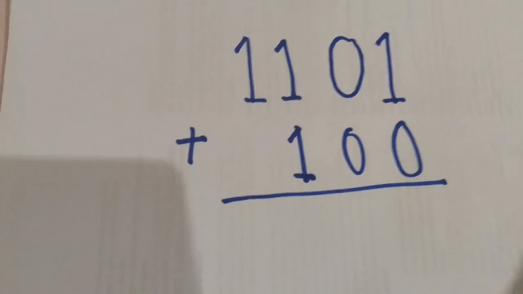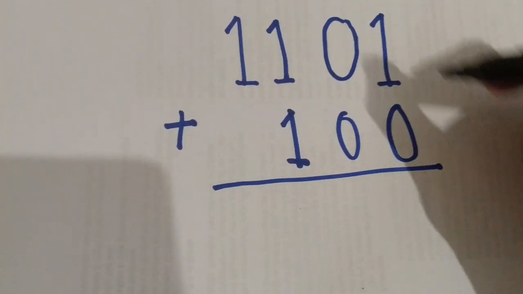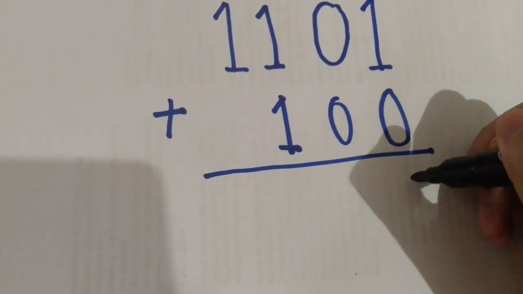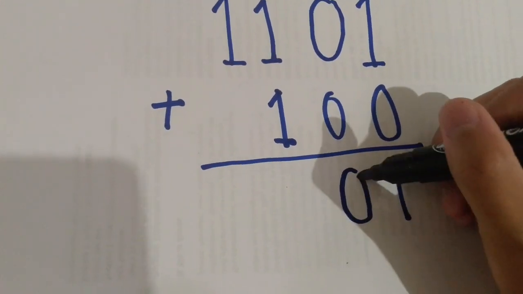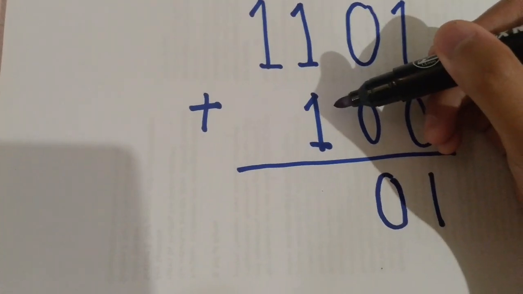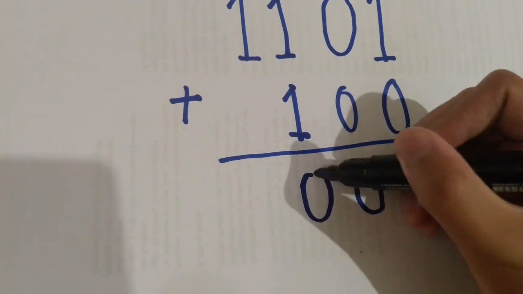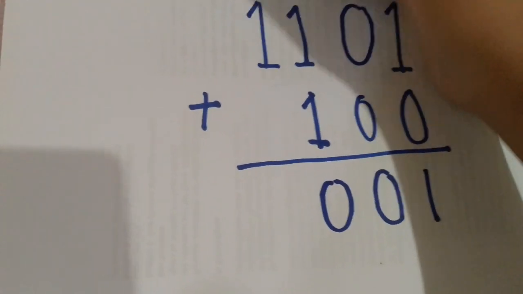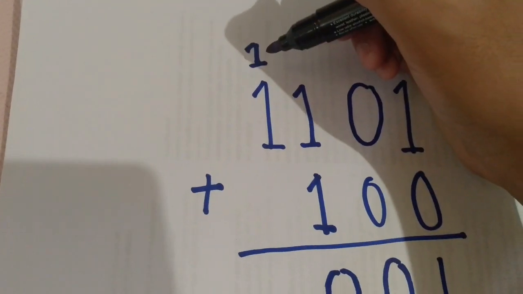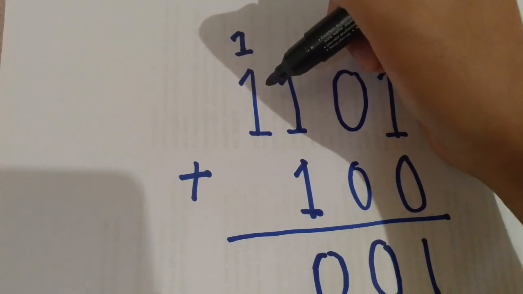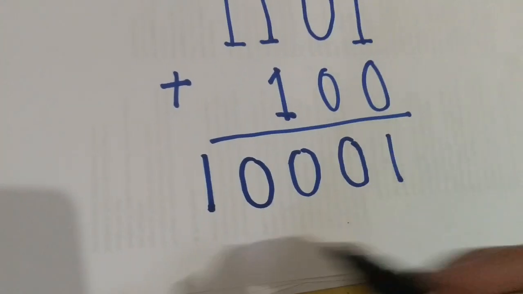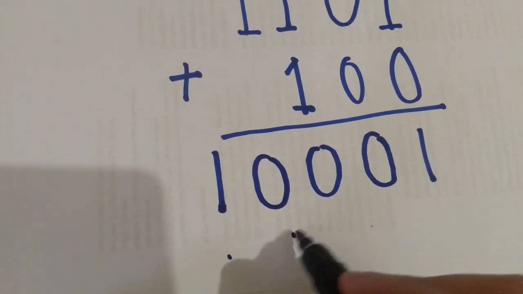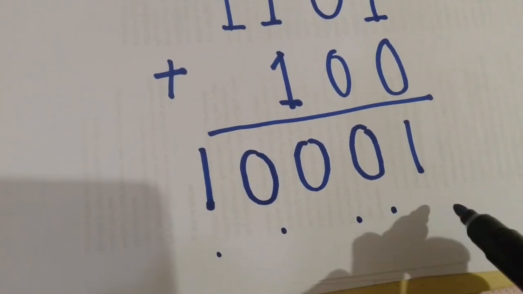Moving on with our problem, let's try solving this. 1 plus 0 is 1. 0 plus 0 is 0. 1 plus 1, remember, it's 0, carry 1. Now let's add the carry. 1 plus 1 equals 0 and 1. Now we have 1, 0, 0, 0, and 1.